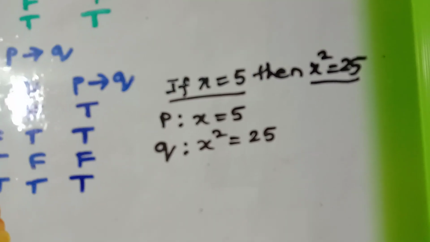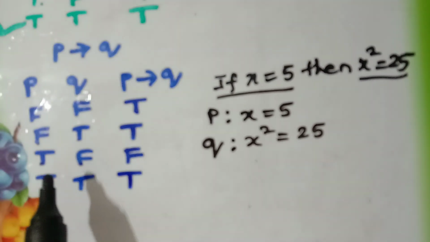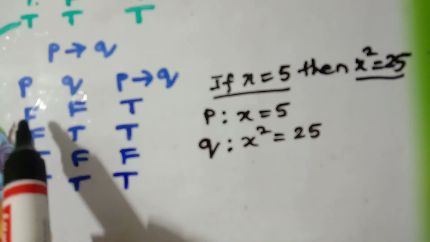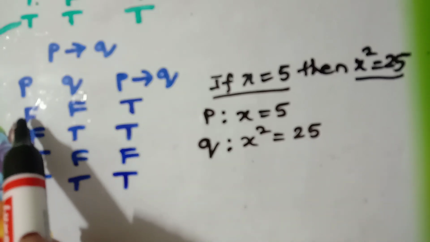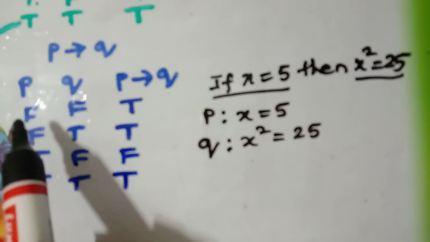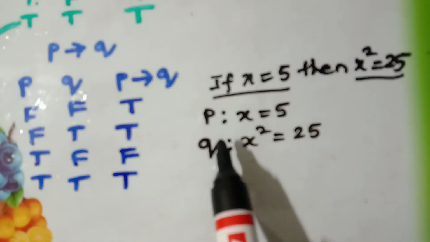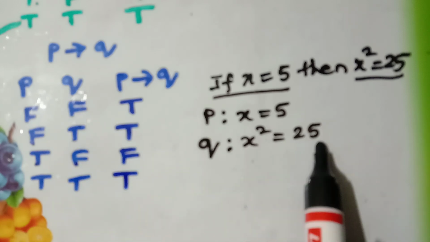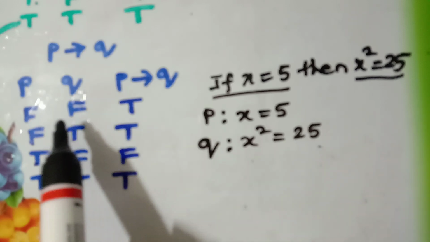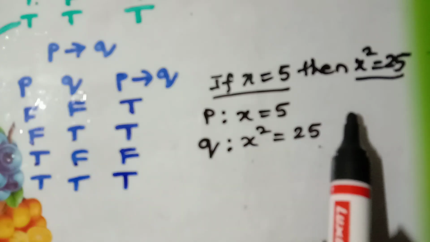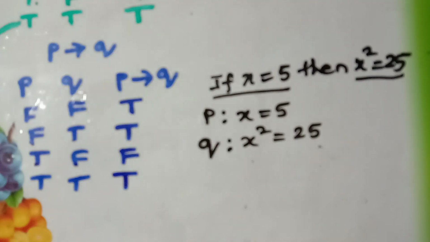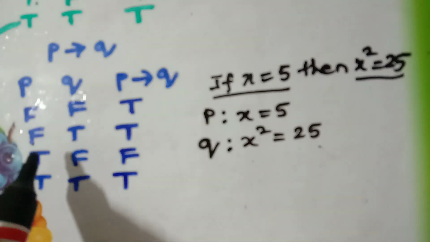Now let us examine this truth table in the light of these two statements. Now first one, P is false. So x is not equal to 5, P is false. Q is false, so x square is not equal to 25. So true. X is not 5, so x square is not 25. Both these are false. Outcome is true. P implies Q is true.